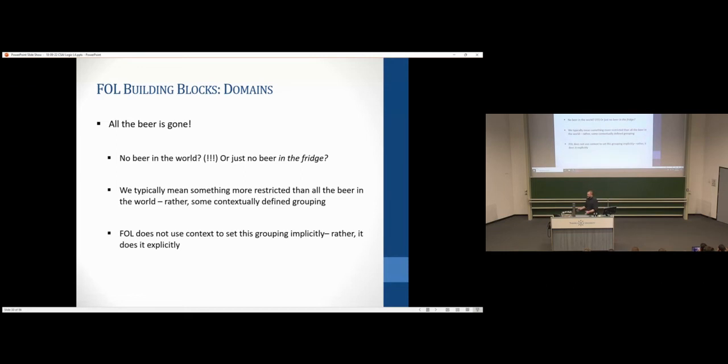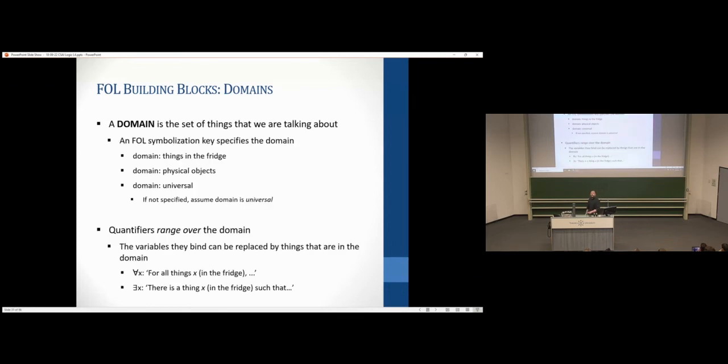So that's cool for English, but we can't do that with FOL. FOL doesn't have anything like context. We can't implicitly allow for the relevant restricted groupings. Instead, we do it explicitly. We do that by specifying a domain. So what's a domain? Well, a domain is the collection of things we're talking about. When we build an FOL symbolization key, we will always specify a domain.